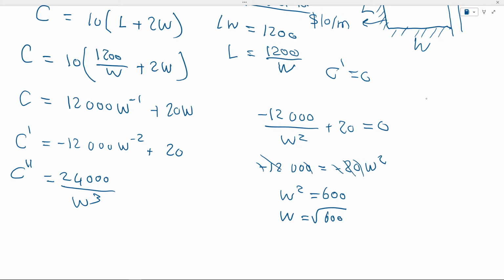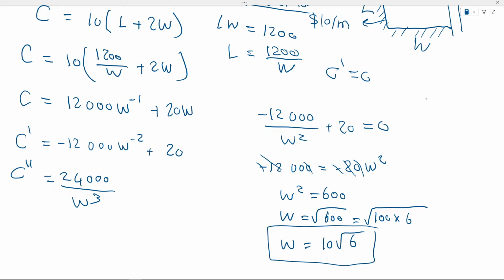And I can do maybe some algebraic trick. Can I do this? So that's like 100 times 6. And the square root of 100, that's 10. So W would be 10 square root of 6. Just some tricks. So now I got W.